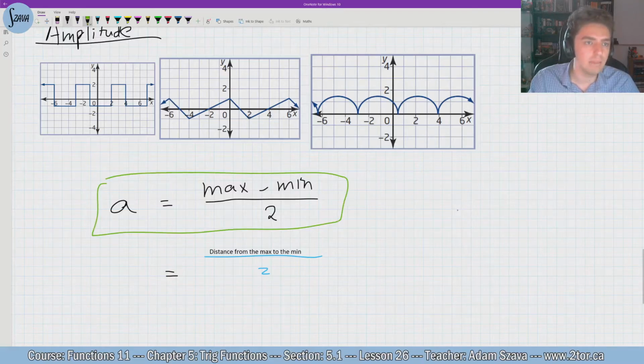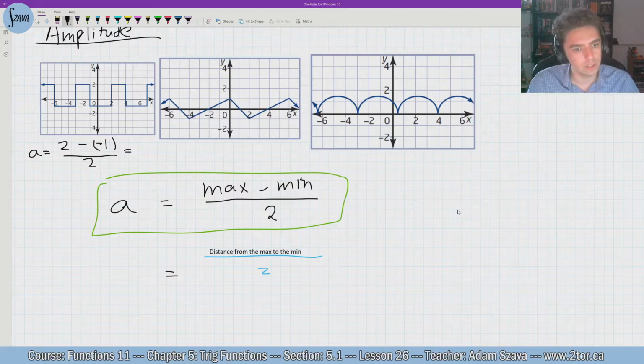So let's calculate that for all of these graphs here. What is the amplitude of this graph? The amplitude is the max value minus the minimum value divided by 2. The max value was 2. The minimum value was -1. So 2 minus -1. Important you keep the negative sign. Minus -1, that's 2 plus 1 over 2. It's going to be 3 over 2, and that's fine. 3 over 2 is 1.5. That's for this graph.